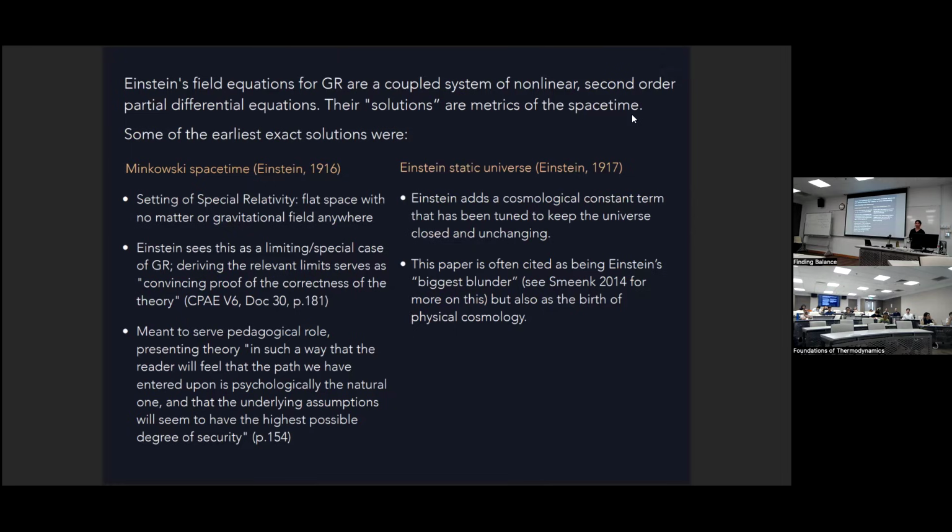So in this 1917 paper, famous for being Einstein's biggest blunder, he adds this cosmological constant term that is meant to keep things really static, the universe being closed and unchanging. So there's more nuance to be said about whether or not this was a blunder or whether it was kind of justified by his wanting to get something like Mach's principle. And here I'll point to Chris Fink's paper for this. But just the general idea here is that these are early exact solutions.